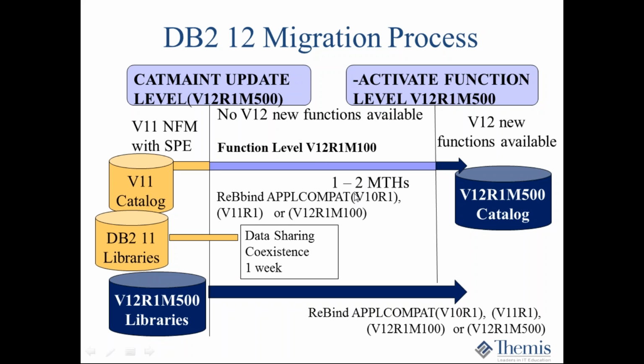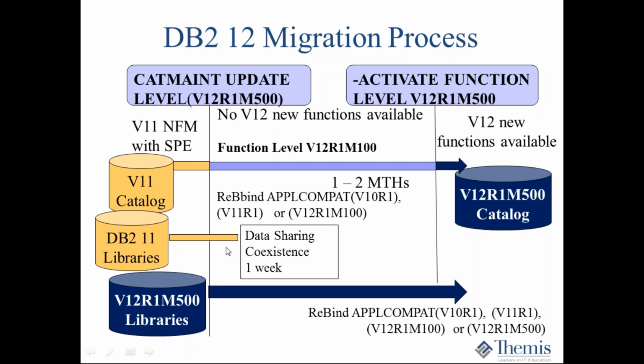Okay, at this time, you can rebind your applications. Applications can run at application compatibility version 10, version 11, or version 12, release 1, modification 100. We have not activated the new functions. During this same period of time, your data sharing environments can coexist, and we only want to do that maybe a week at the most.